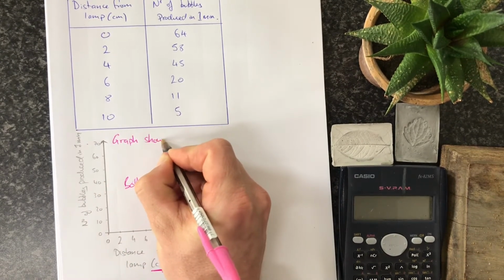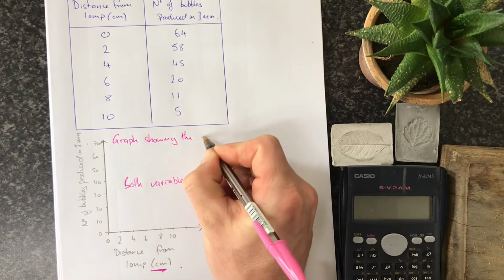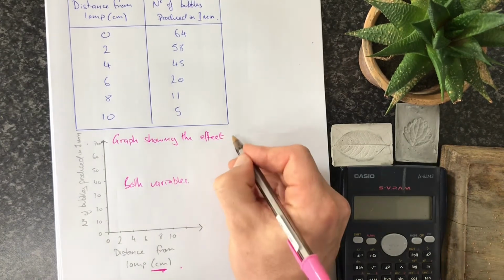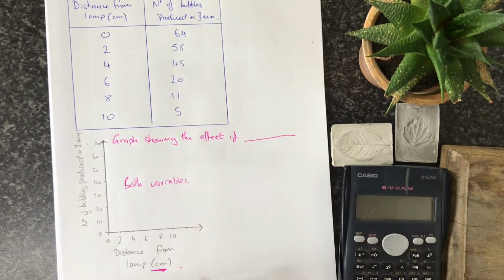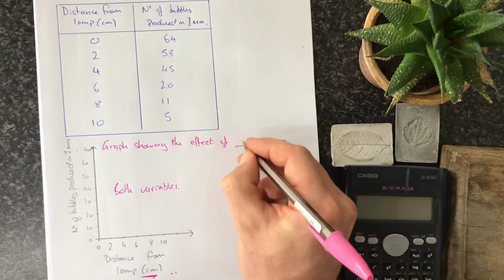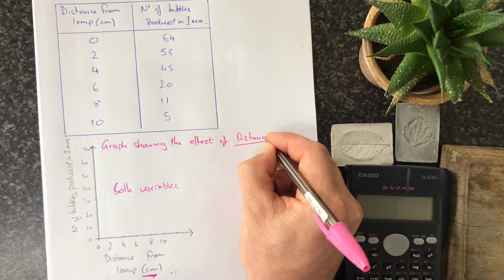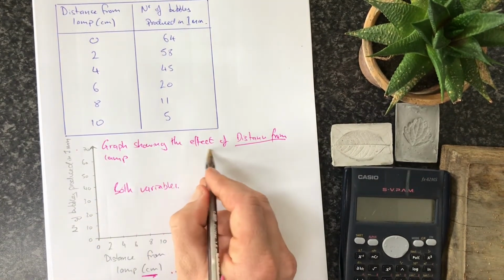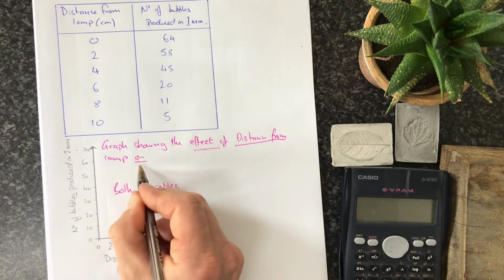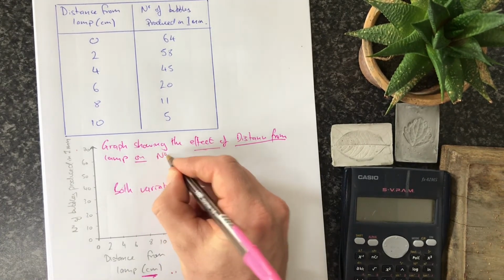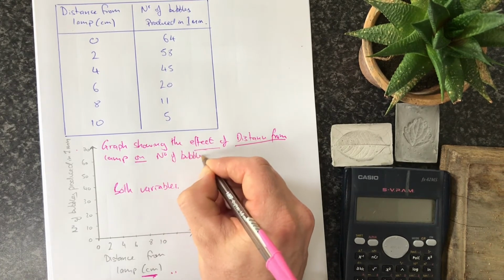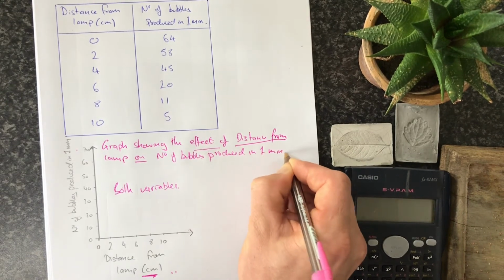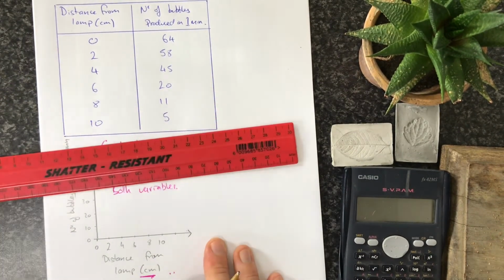Graph showing the effect. Now you can always start your titles like this, graph showing the effect of, and then what comes after of is this thing on the x-axis. So it's graph showing the effect of, and then you're going to say on, and then say what's on the y-axis. Okay, make sure that your title is underlined.